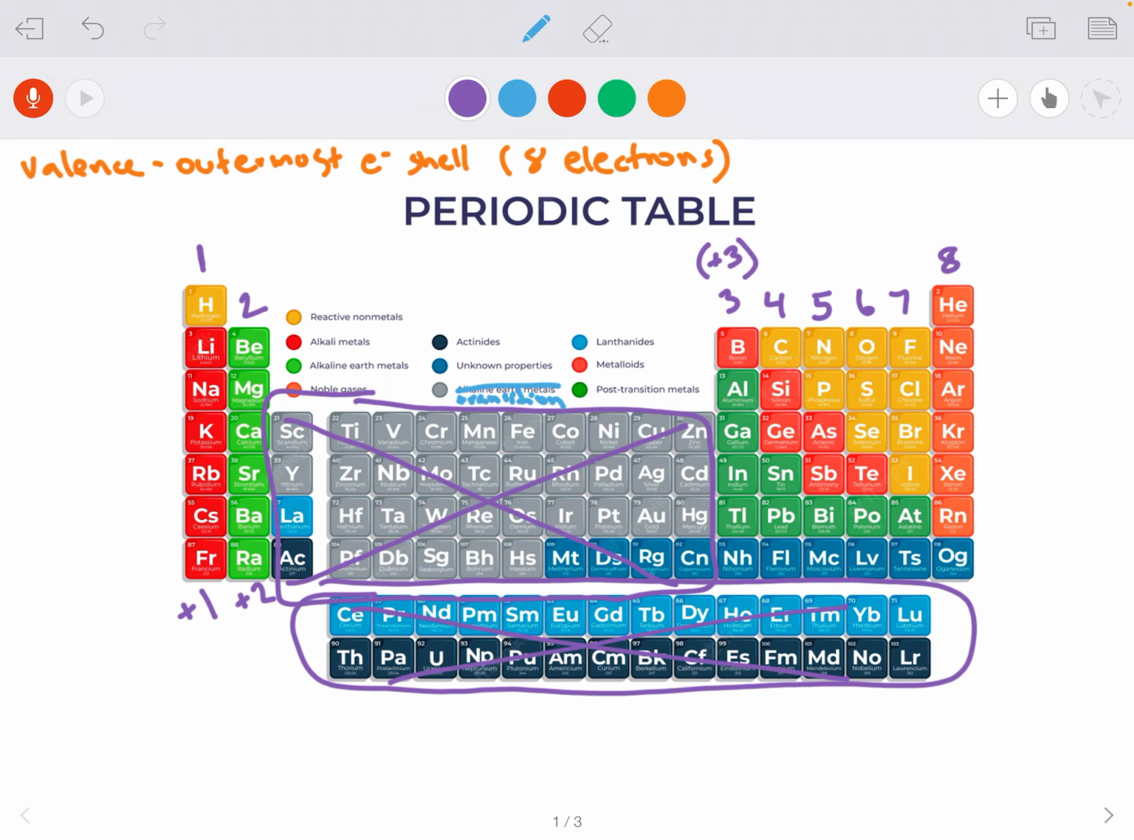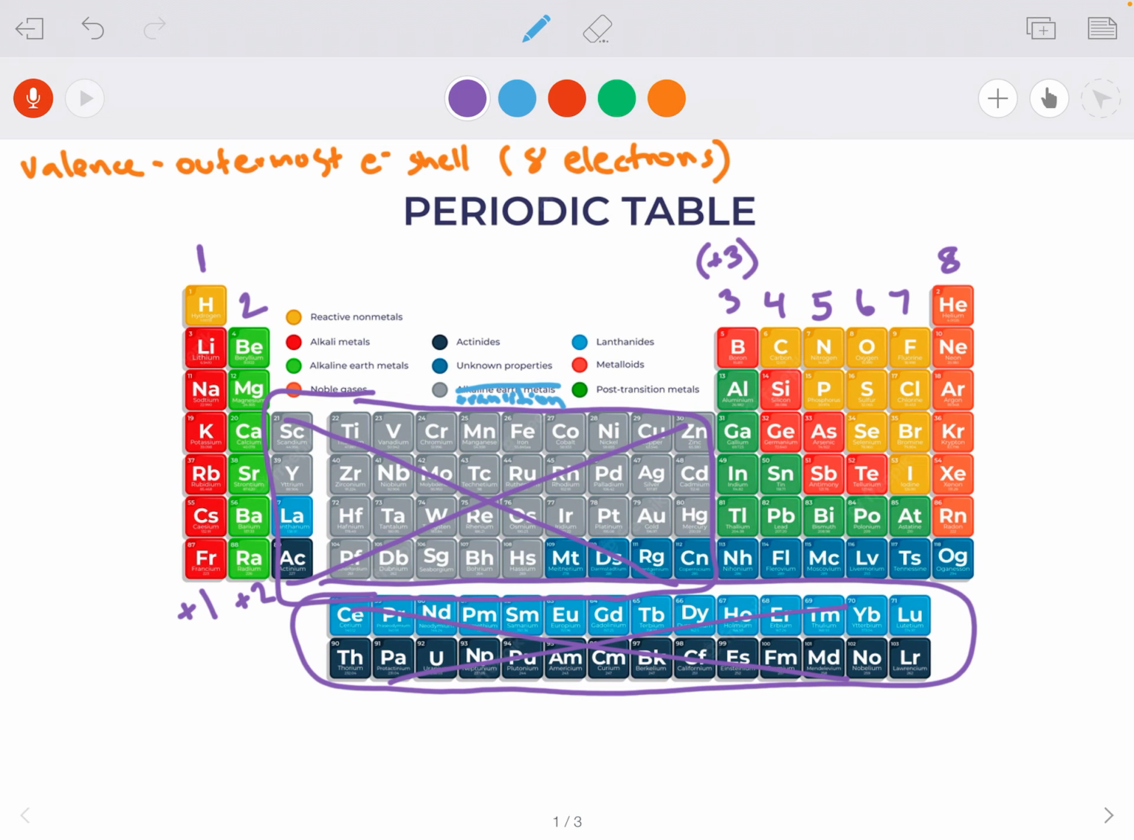Now, column 4, these atoms generally don't form ionic bonds. They form what are called covalent bonds, which we'll look at in the next video. Column 5, again, forms a lot of covalent bonds, but there are some ionic bonds that these elements will form.